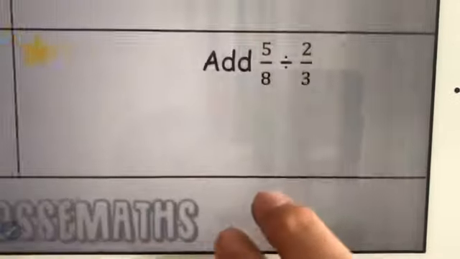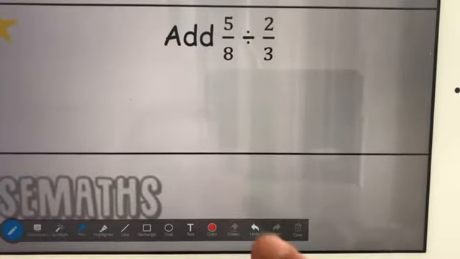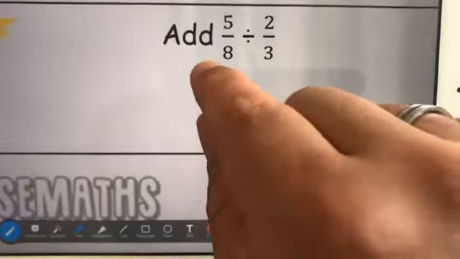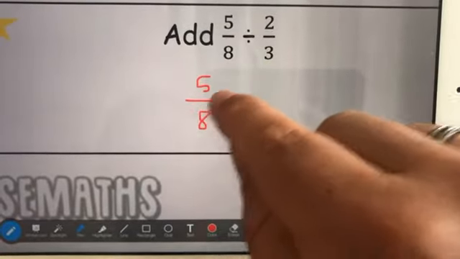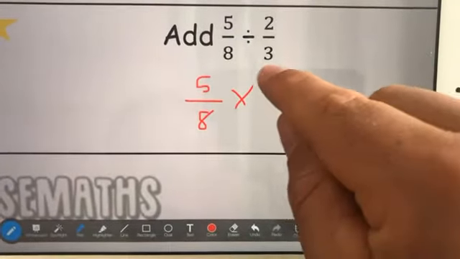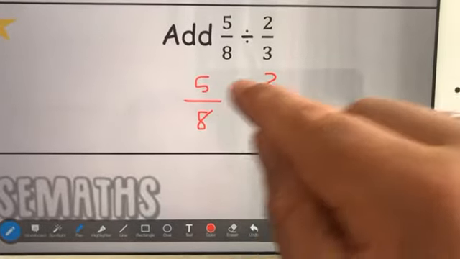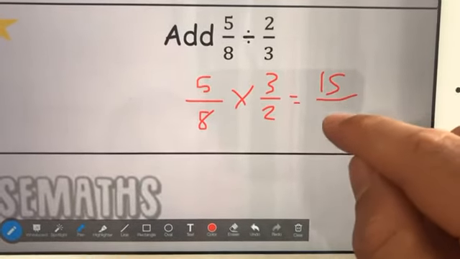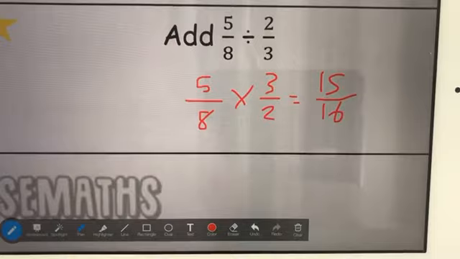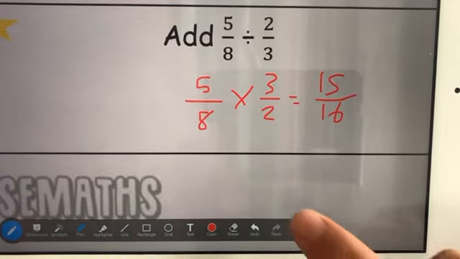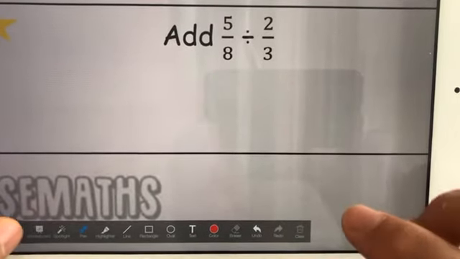And the last one, dividing. Remember this: keep, change, flip. I keep that the same, change the middle bit to a times, and flip that upside down to 3 over 2. 5 times 3 is 15. 8 times 2 is 16. So my answer is 15 over 16. That's worth 2 points. Right guys, so add those up.